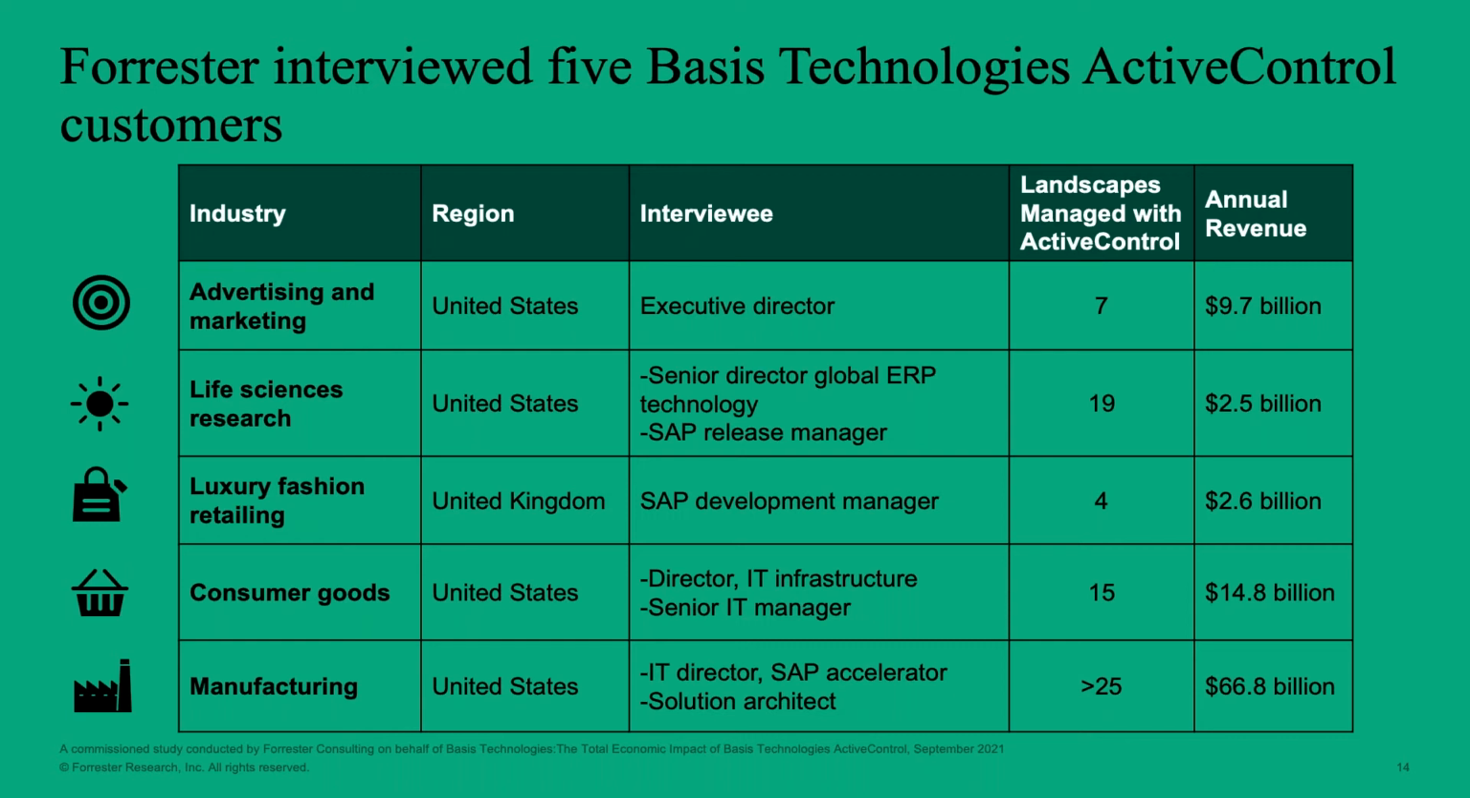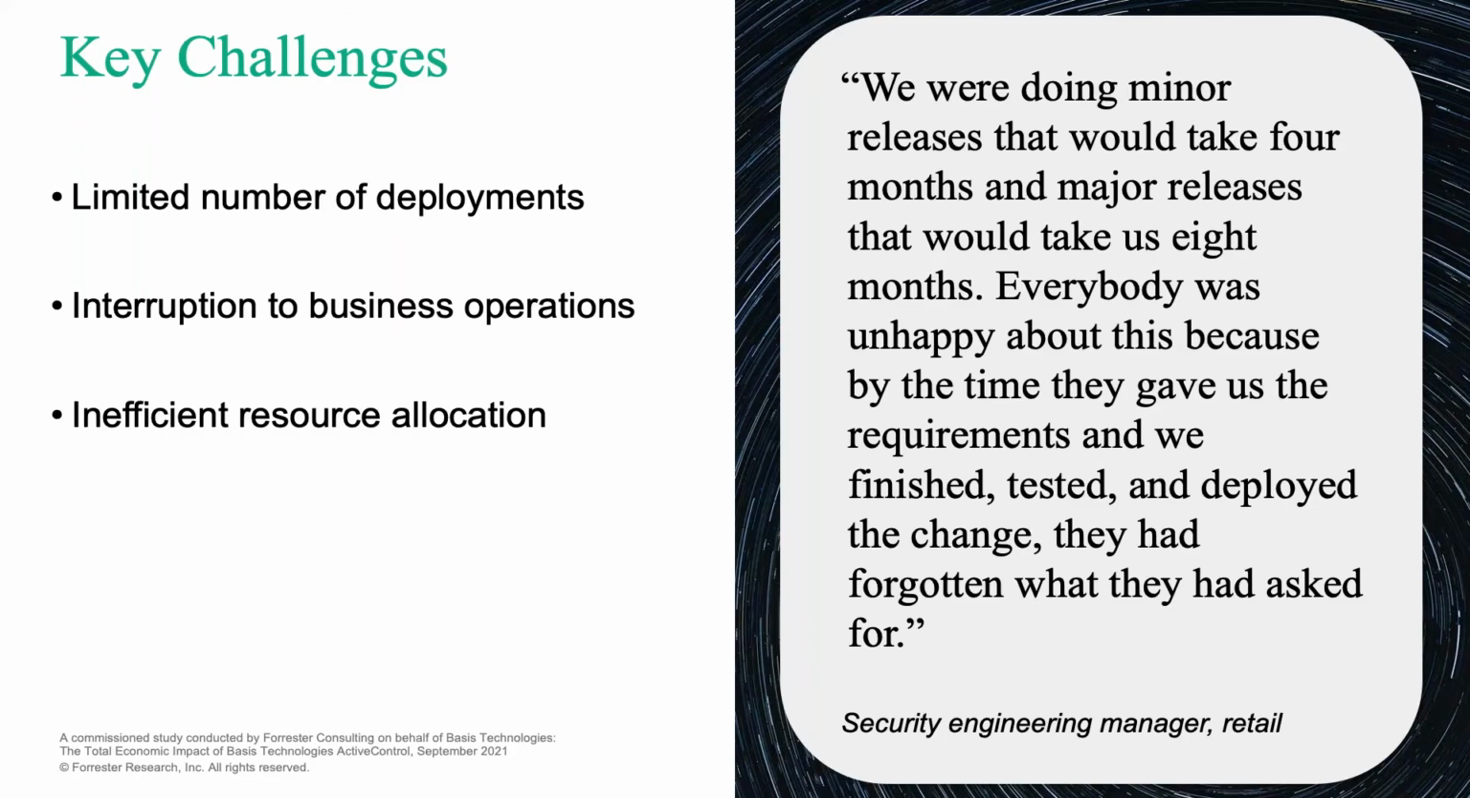One of the recurring themes that we heard across the ActiveControl users that we spoke to was that prior to adopting ActiveControl, they struggled with big, slow, infrequent releases. The business impact was that by the time the SAP team had created the change, the business stakeholders had already moved on to their next priority and were no longer engaged. In addition to a limited number of deployments, when the releases were made, there was an associated interruption to business operations. Resources were also allocated to slow, inadequate change management documentation. And as you can see here from the quote, that frustration is easily illustrated.